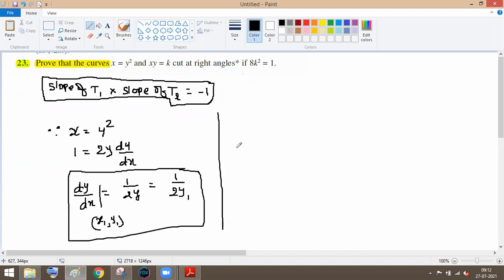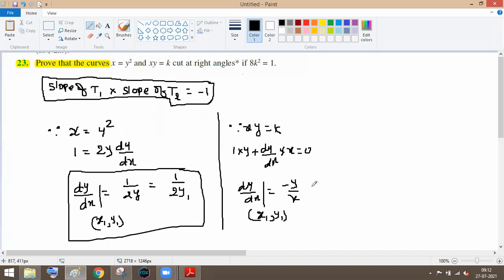What about the second slope? Since we have xy equal to k, if I take the derivative here, we'll get 1 into y plus dy by dx into x equal to 0. So from here dy by dx, if I calculate, I will get minus y by x. But we have to calculate dy by dx at x1, y1. So can we say it is minus y1 by x1?